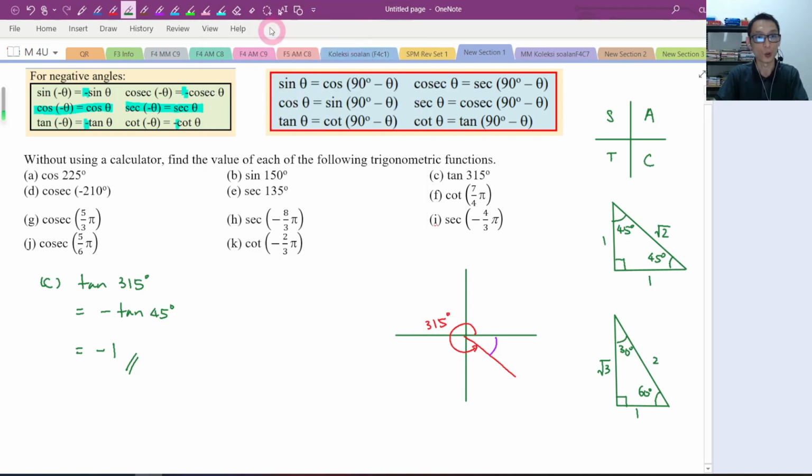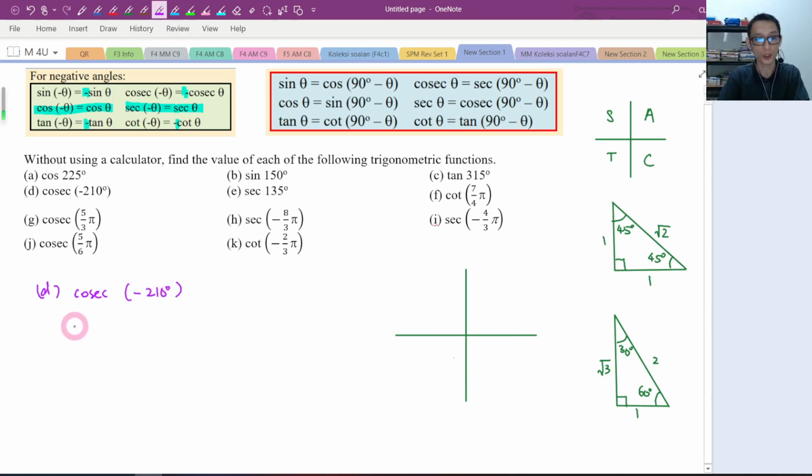Now let's go to part D, this time which involves a negative angle. But no problem, right? You know how to change a negative angle to a positive angle, what we did just now. Okay, cosecant negative 210 degree. This one I think it should be no problem, right? We did just now. First, I'm going to change this one to 1 over sine negative 210 degree. Next, I'm going to change the negative angle to a positive angle.